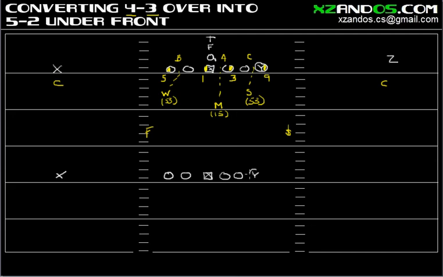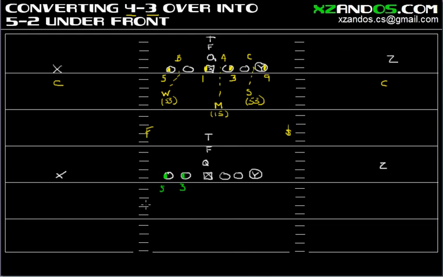So we have our X, Y, and our Z. We have our quarterback, our fullback, and our tailback. And we are going to keep the same personnel on the field, but we are going to move it from a 4-3 over front into a 5-2 under front. The defense will still set the strength to the right side. So coming out of the huddle, again, right call. 5 technique will still go away from strength. But instead of having a backside or weak side 1 technique, now we have a weak side 3 technique.